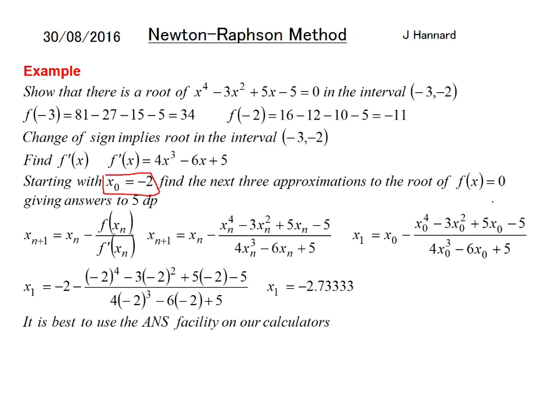But it is best to use the ANS facility on your calculator, so you might find it nice just to put -2 into your calculator and press equals, and then use the ANS facility after that.